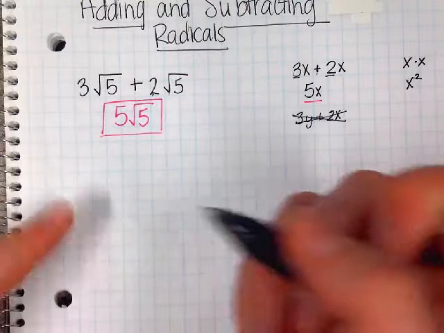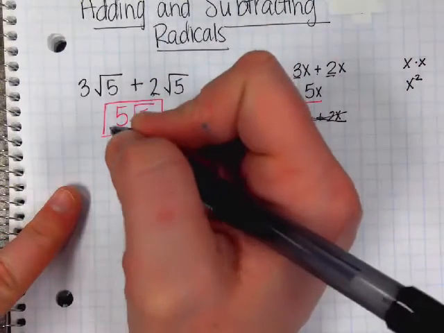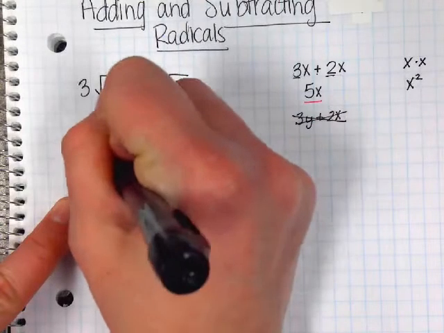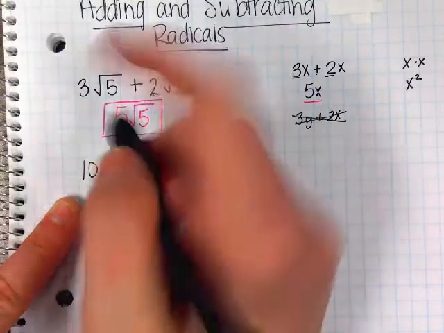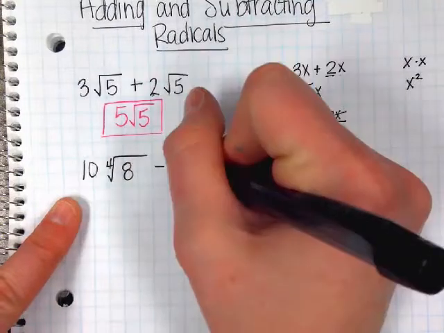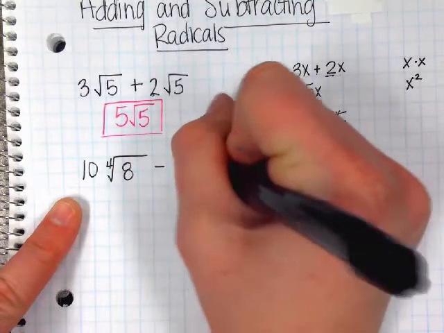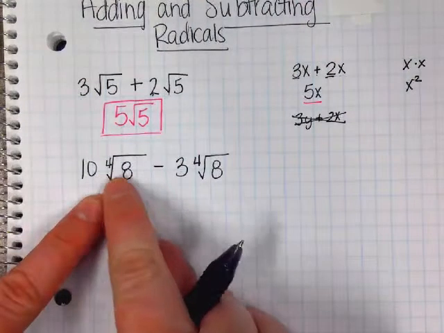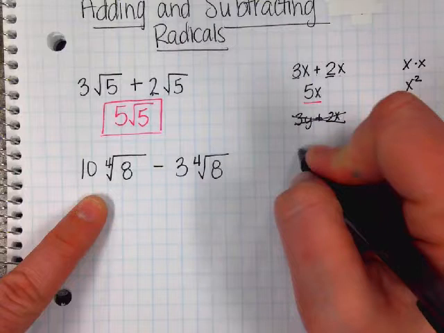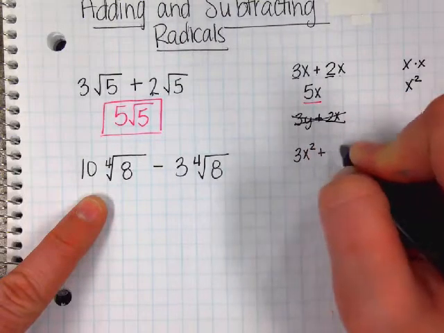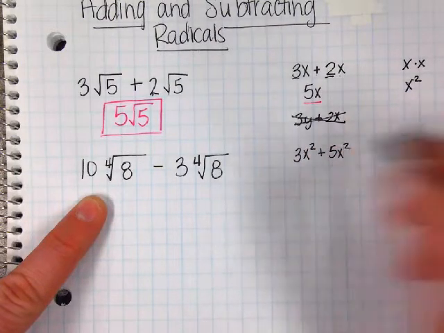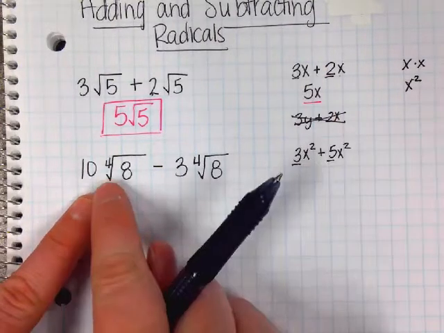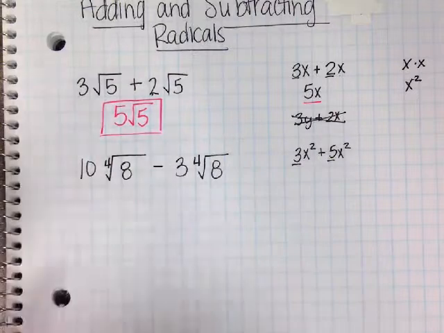Okay, it's the same idea when you are subtracting. So if I had 10 fourth root of 8 minus 3 fourth root of 8, notice the 4 is the index on this one. So all this is doing is kind of like an exponent. If we had 3x squared plus 5x squared, you still just add those numbers. It's just a different type of x. So this is just a different type of radical.